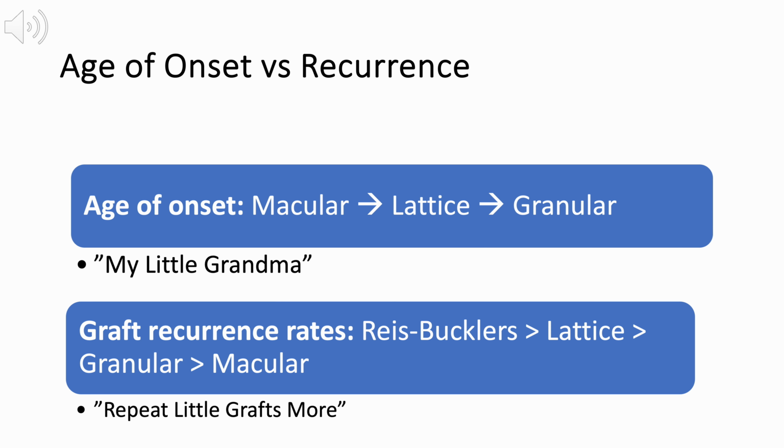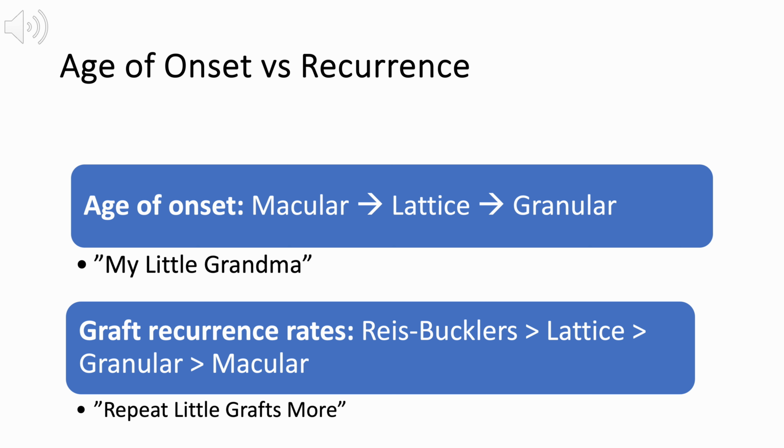When we compare the age of onset, the order goes from macular to lattice and then to granular. An easy way to remember this sequence is with the phrase, "my little grandma." This highlights that macular presents earliest, followed by lattice, and finally granular.